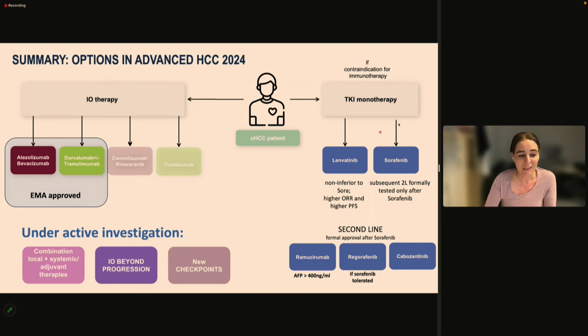And there are some things that are under active investigation. Some of them you will listen to in the next talks, including combination of local and systemic therapies, adjuvant therapies. We are thinking about immune checkpoint inhibitors beyond progression. Of course, there are new therapeutic options and new checkpoints that are under active investigation.